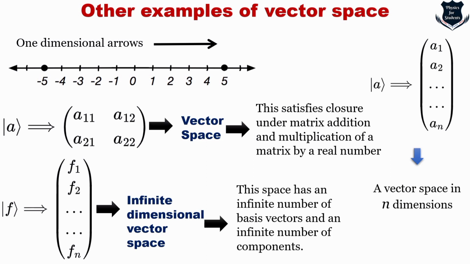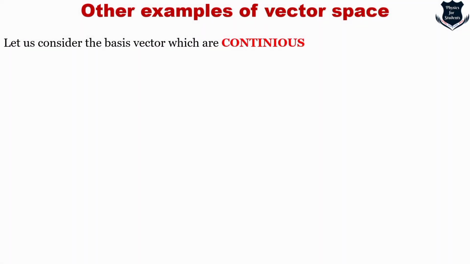Okay, so let us go to the next level of abstraction. Now what happens here is that till now we have been considering something which is continuous.